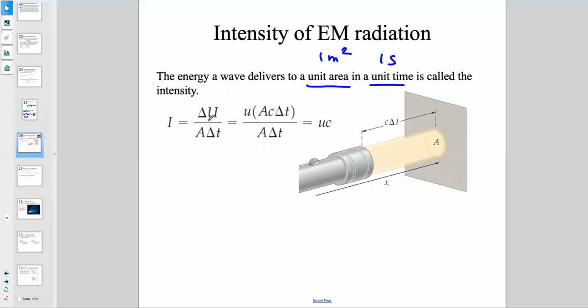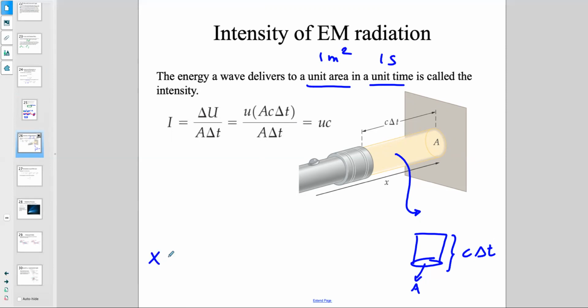I can write this delta U, which is the energy, the amount of energy inside the volume, as if I have a cylinder here, and the volume inside the cylinder, you have one side, this is A, and this is c delta T.